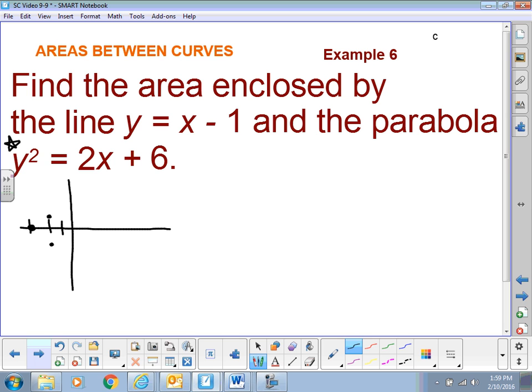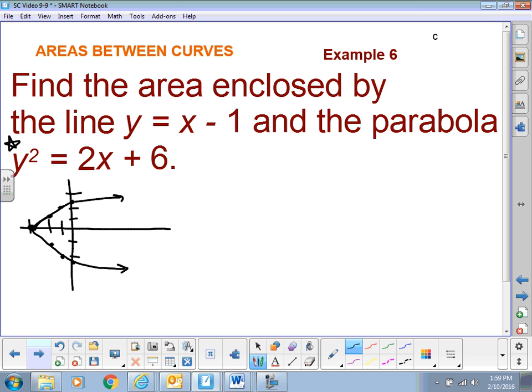When you sub negative 1 in for x, we'll get back 4 on the right. Square root of 4 is 2, so we'll have negative 1, 2, negative 1, negative 2. When you sub in 0 for x, we'll get back 6. So that'll be square root of 6, which is somewhere around here. So that's essentially what our parabola is going to look like. It's a sideways parabola.